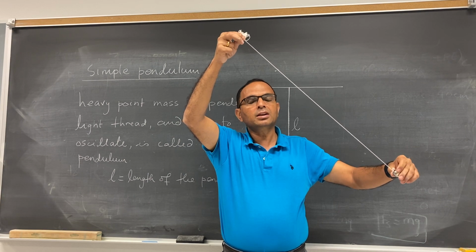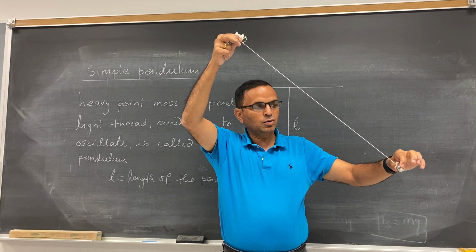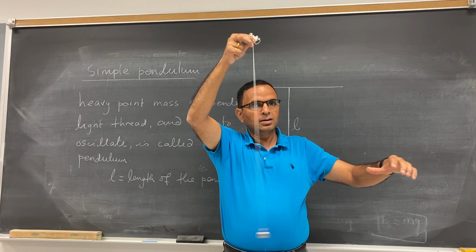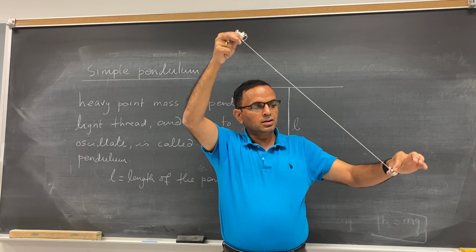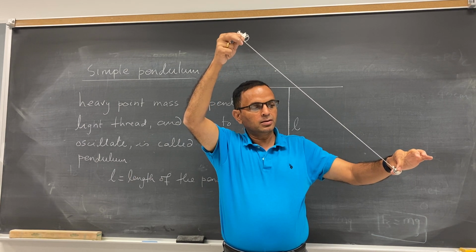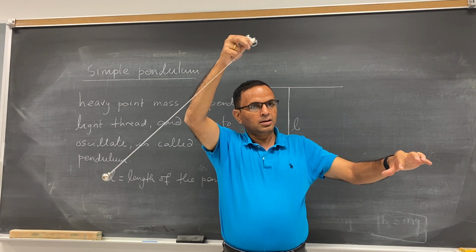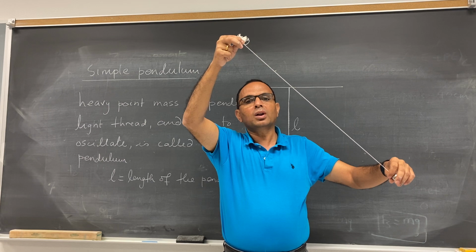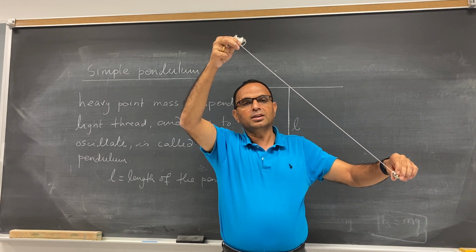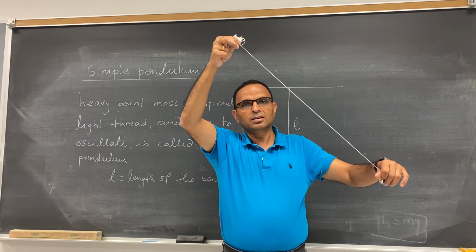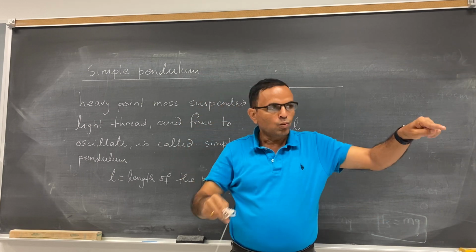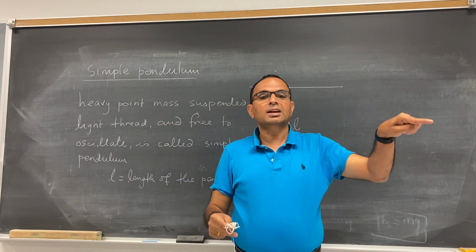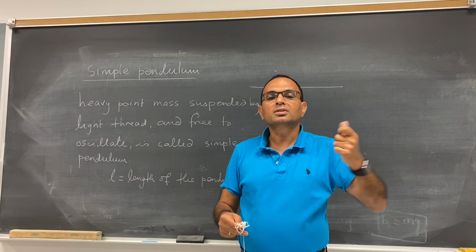That means the time taken to complete one oscillation. Look here, what is one oscillation? This is one oscillation. You release, don't move your hand. The time taken to complete one oscillation is called the time period. In the case of a pendulum, one oscillation is a time period. We are talking about the simple pendulum.